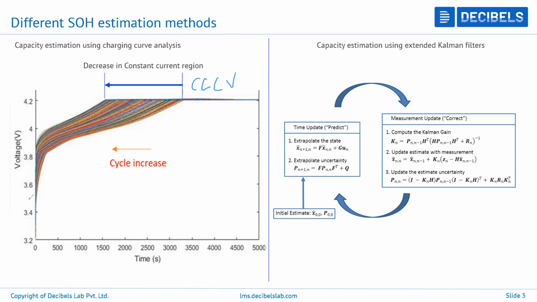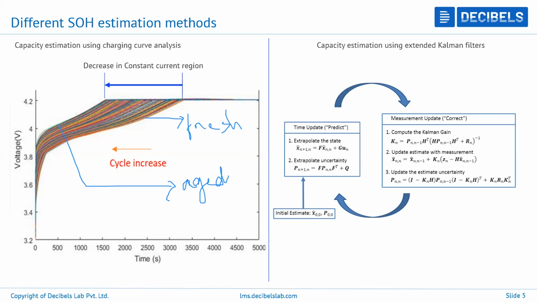So one particular trend is observed over here: as the battery cycle number goes on increasing, there is an effect on the CC and CV region. You can clearly see here. This portion is in the fresh condition, and this part is in the aged condition.